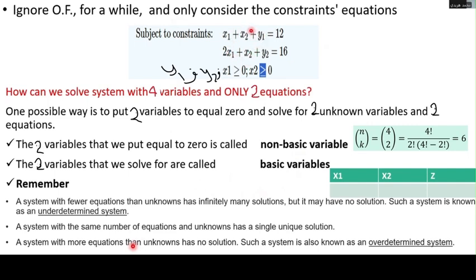One way to solve this system is to assume a number of variables with 0 value, and we call them the non-basic variables. And we leave a number of variables equal to the number of equations we have without 0 value. These are the basic variables. So we have here 4 variables. 2 of them we will assume as basic variables, with non-zero value, and 2 of them will be non-basic variables with 0 value.